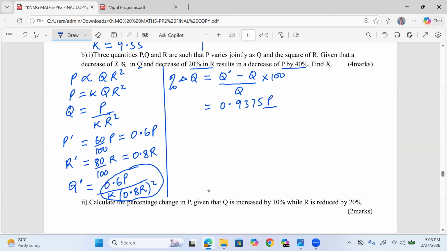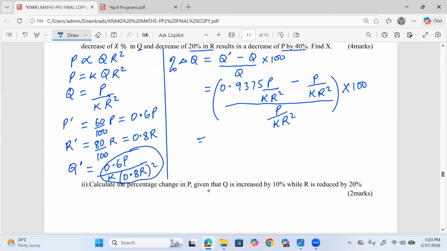P over K R squared. That is the new value of Q minus P, the original, over K R squared. Then out of P, out of K R squared. When you factor out, these will be multiplied by 100.